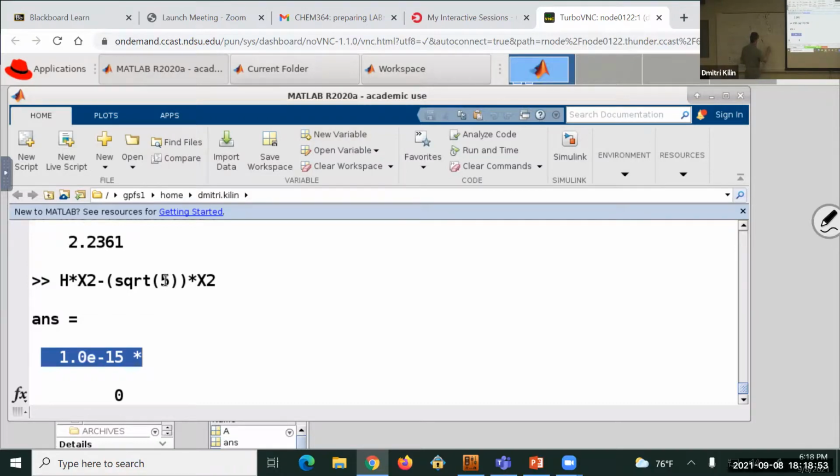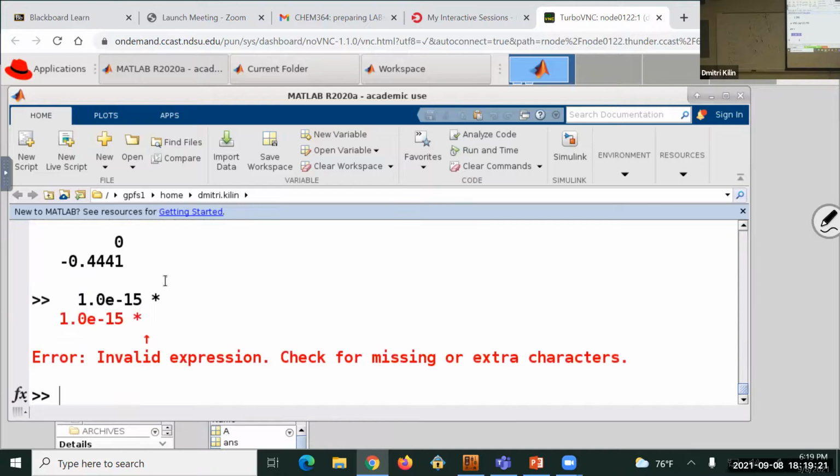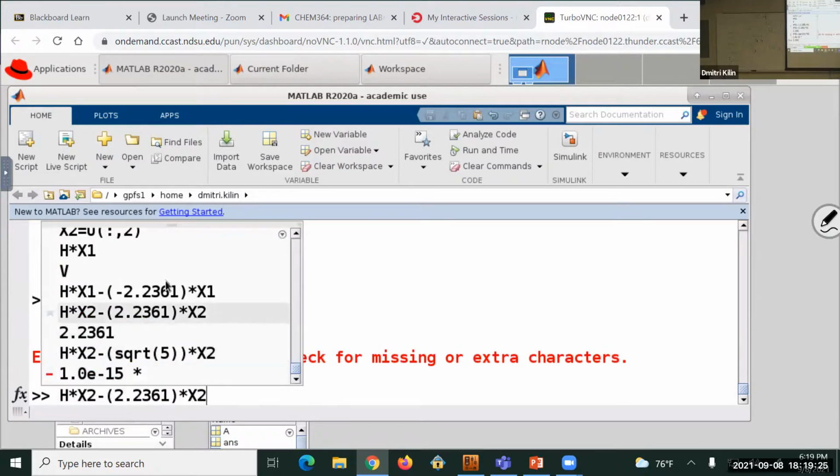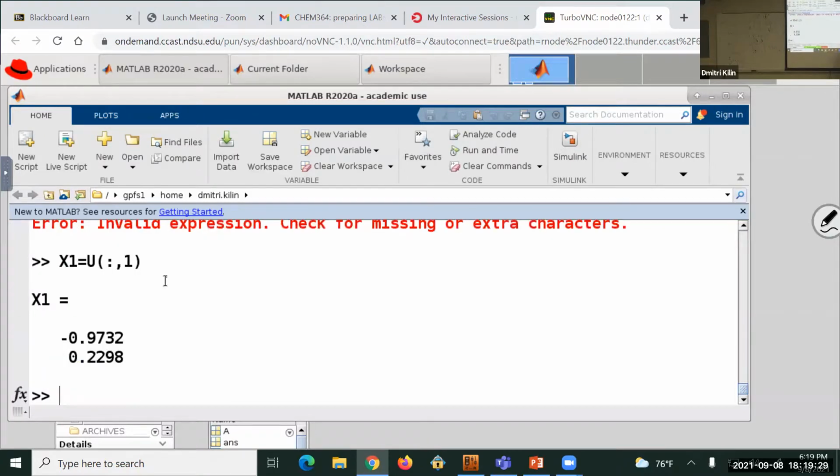So X1, I formulated as U, colon, comma, one. The colon means running freely all values along the column, and one means that I want the first column. And after I practiced this, it gave me the answer. Let's read. So it gave me this minus 0.97, 0.22. Right? And then I did the same for the second vector.